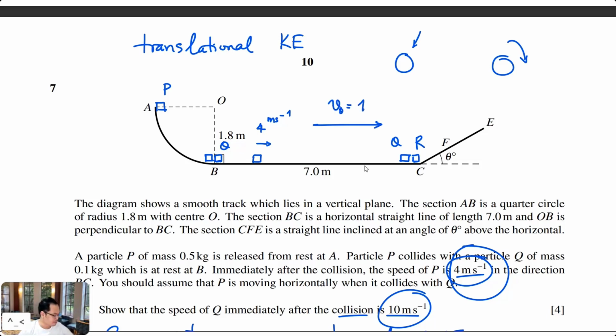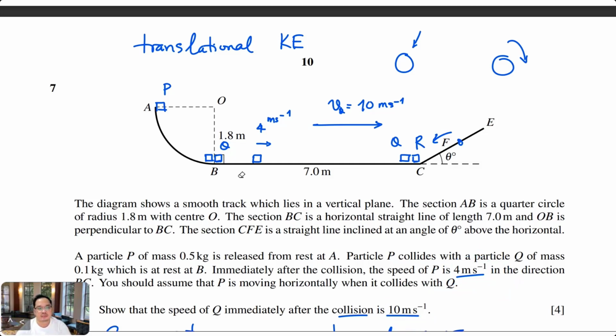Q will move ahead very quickly from B to C, and then collide with R, combine with R, go up to F, and then slide down again because of the pull of gravity. So to find the position that P collides with QR, it could be here. The 3 particles can collide here at this position.